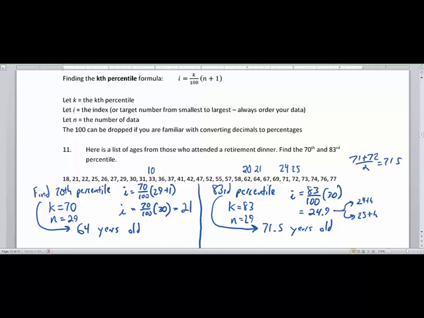So this technique is great if it lands directly on the number. You can just tell me what that number is. And if it lands between two numbers, just find the average of the two.